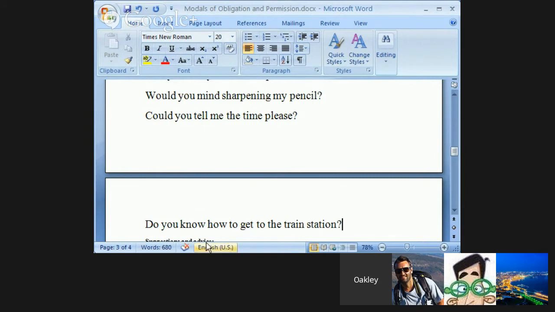The question is actually, do you know? Yes, I do know how. But obviously, the speaker means, can you tell me how to get to the train station? So these are indirect questions, and these are considered more polite. We tend to use them when we're talking to strangers. We tend to use this kind of language in customer service.